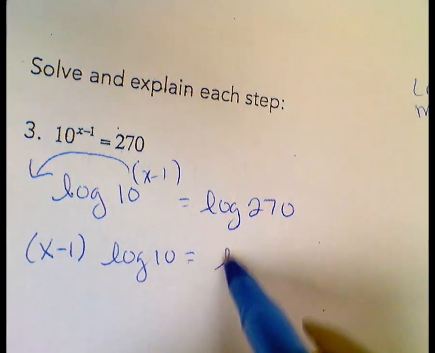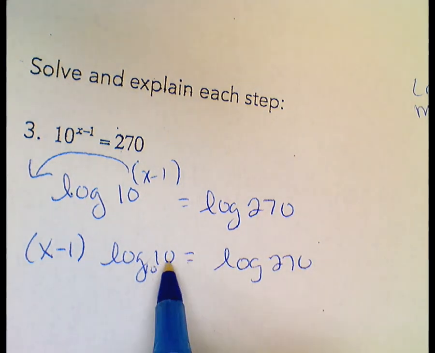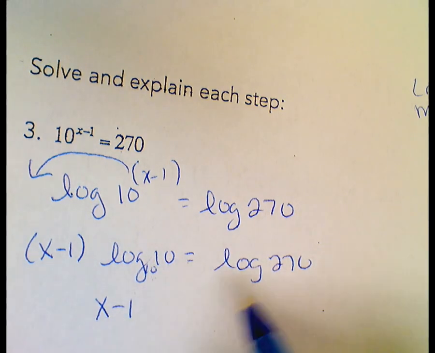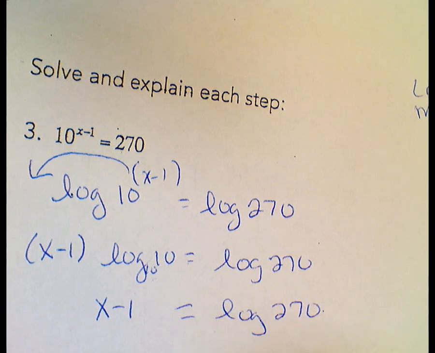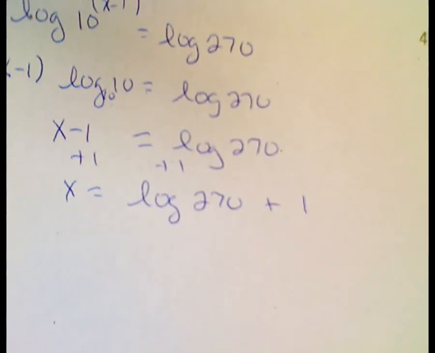Then you have log 10 equals log 270. Now, this is log base 10 of 10, so the property says that this is 1. If you punch this in your calculator, it's 1. So what you really have is x minus 1 times 1, which is just x minus 1, equals log of 270. Then I would add 1 to the other side. So it's log 270 plus 1.